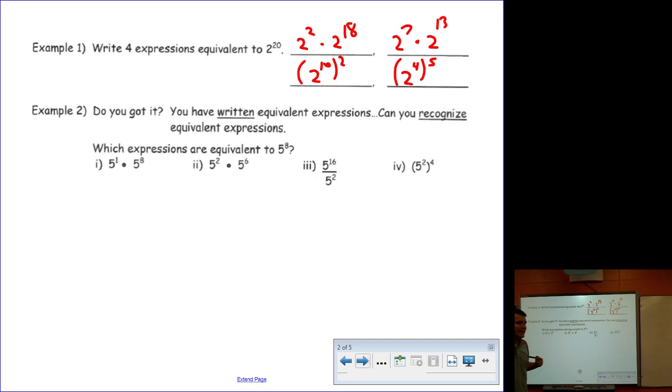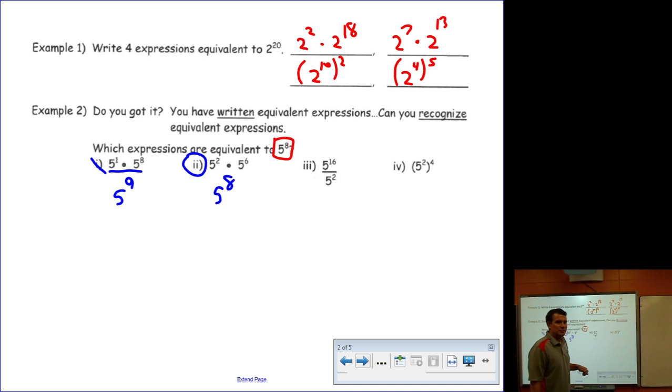We have one do you get it example. You have written equivalent expressions. Can you recognize equivalent expressions? Which expressions are equivalent to 5 to the 8th? Well, maybe we'll just simplify each of these. Again, that's really what we're working on, simplifying, and see which ones are equal. When you multiply stuff together, you add the exponents, so that's 5 to the 9th. That's not equal. When you multiply stuff together, you add the exponents, so that one is equal.